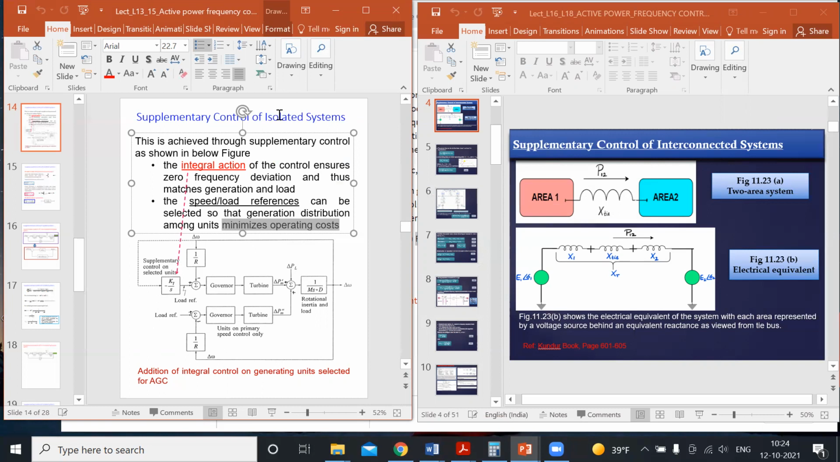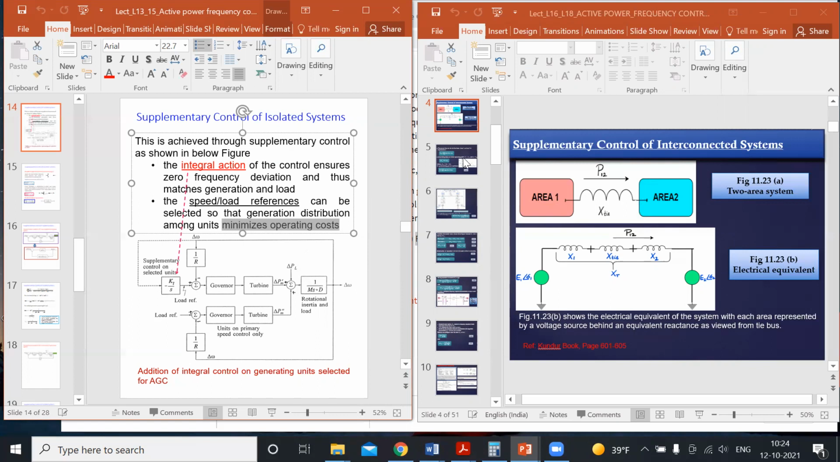And here we had it for an isolated system. So it means you may have several generators in the power plant, or maybe one or two power plants in a given area, but it is an isolated operation. So you don't have that area being interconnected to another area through the tie line. The supplementary control is achieved through integral control design here.